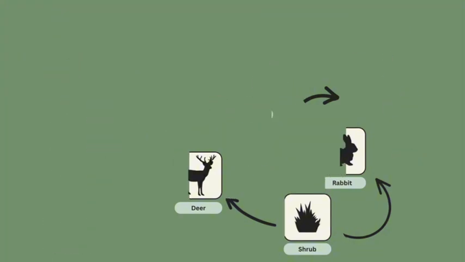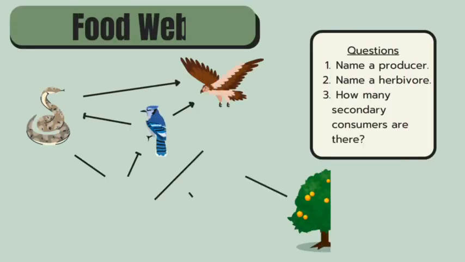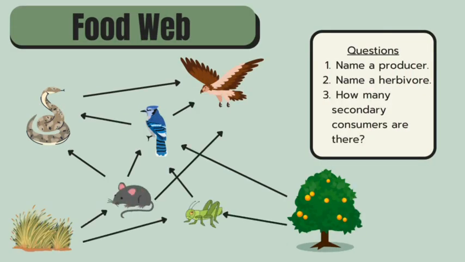Let's test your knowledge by answering these questions. Pause the video. A producer could be the orange tree, and a herbivore can be the mouse, and there are two secondary consumers.